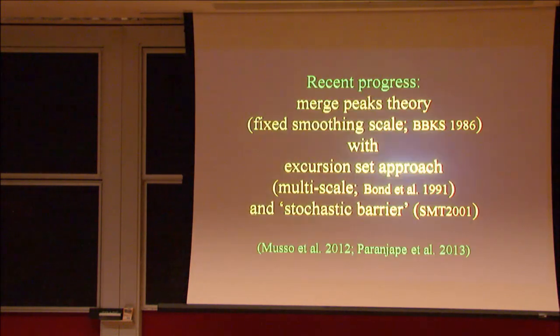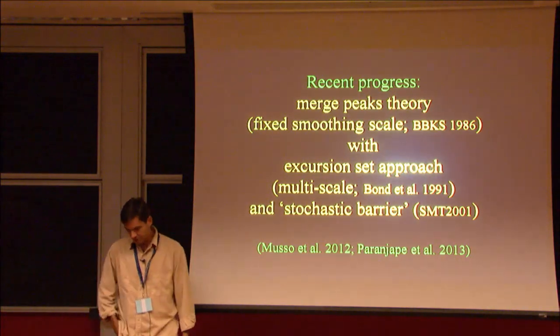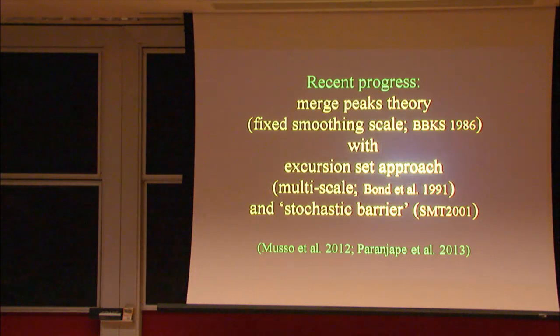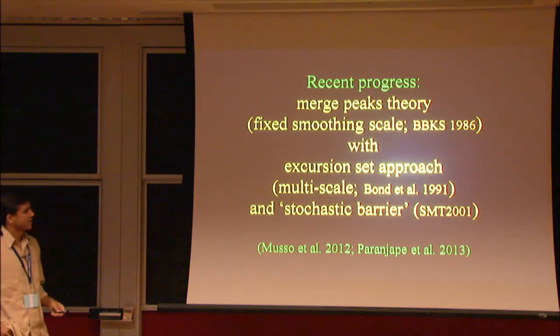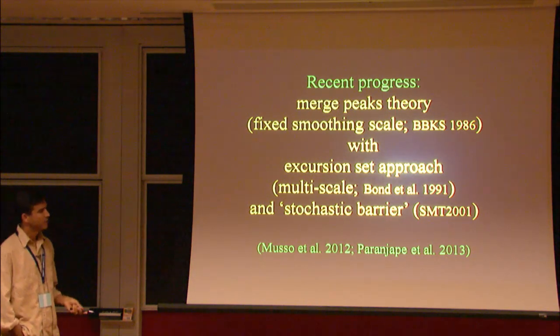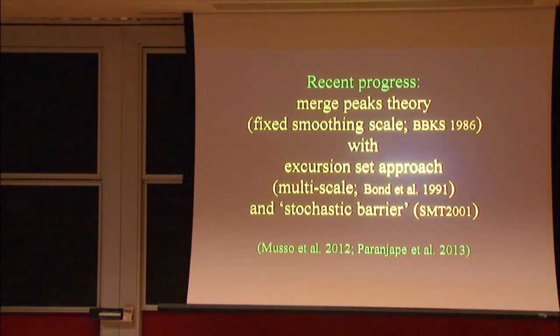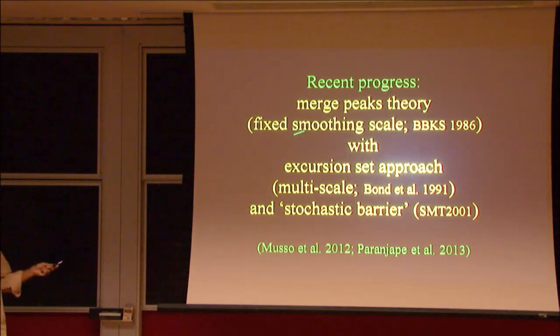I'll talk first about that first step, which is specifying things in the initial conditions, and then a little bit about the evolution. So the recent progress comes from work of Marcello here, Asim, who's not here, Paranjpe, and Vincent Desjacques, where this was merging peaks theory, which is an old theory from the 80s, with the excursion set approach, which is an old theory from the 90s. A lot of the work was just merging these two things.